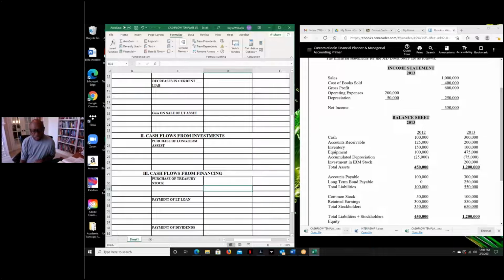So what does the dividend have to be? 150? No, that's wrong. Okay, hold on. 350. 300. Plus. That's the beginning. That's 650 minus 550. So dividends got to be 100,000. Okay, so put that down.